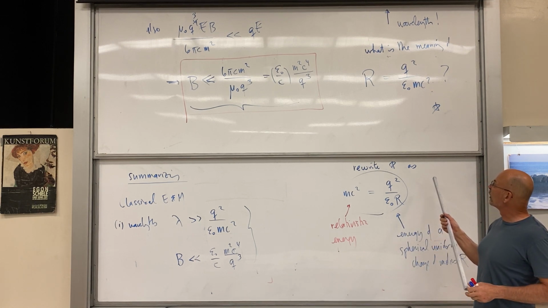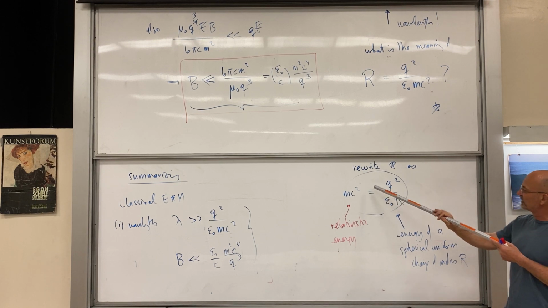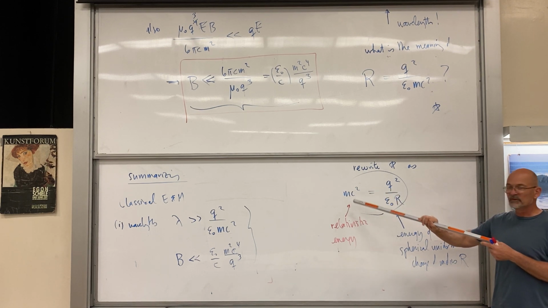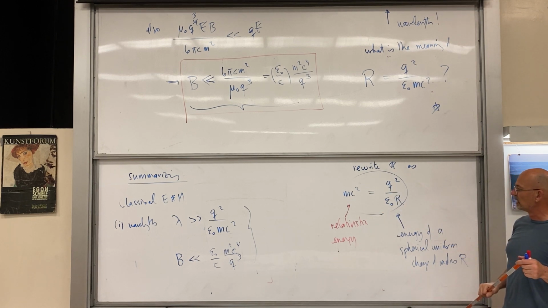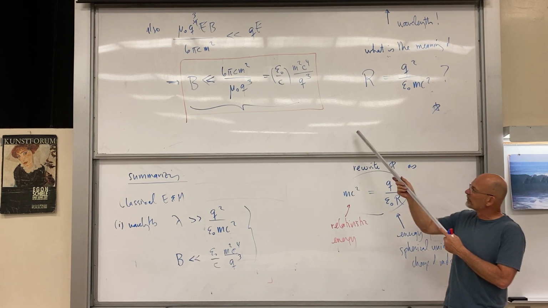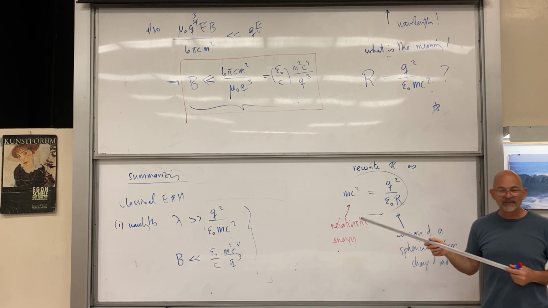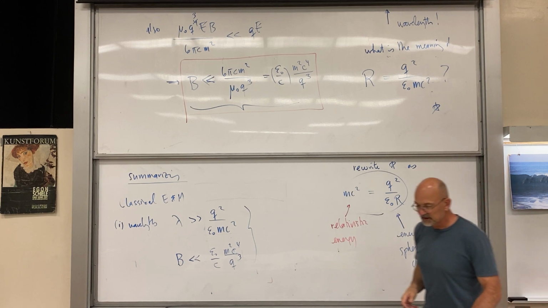Perfect way to segue into relativity theory, where this MC squared expression, it's clearly an energy, will play a big role. And also I had earlier in the hour mentioned velocity is much less than the speed of light. That's also going to play a big role. Good, see you then.